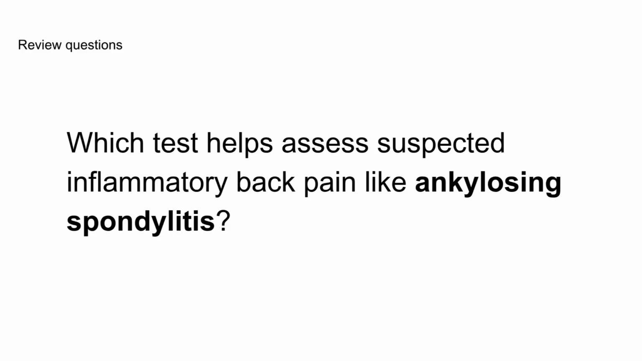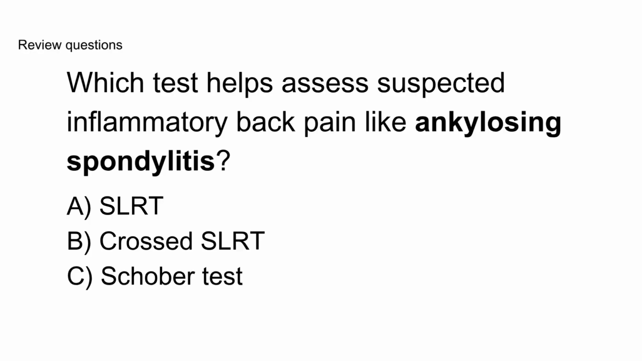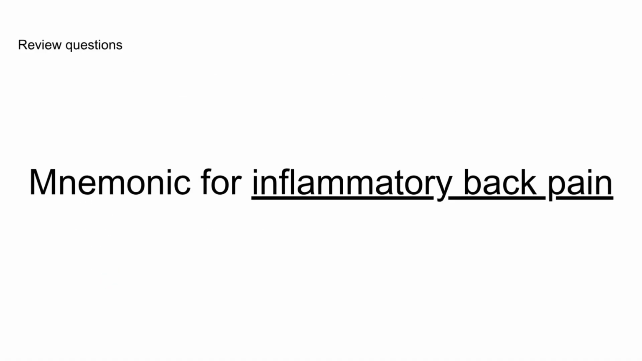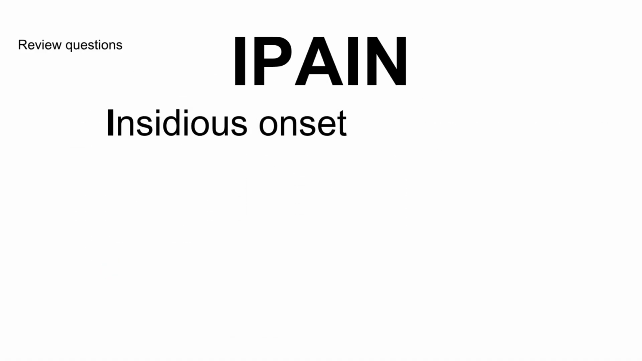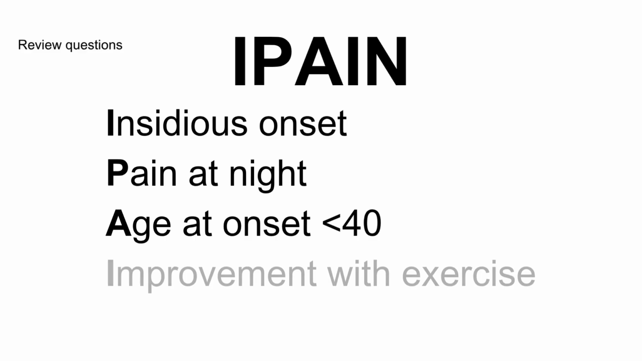Which test can we perform when inflammatory back pain such as ankylosing spondylitis is suspected? A. Straight leg raise test. B. Cross straight leg raise test. C. Schober test. D. Femoral nerve stretch test. The answer is C. Schober test. Here's a mnemonic for inflammatory back pain, IPAIN. I. Insidious onset. P. Pain at night. A. Age at onset, under 40. I. Improvement with exercise. N. No improvement with rest.